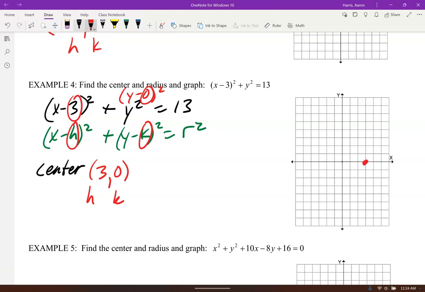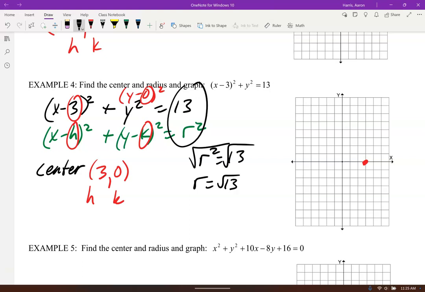And then the radius, r squared, notice the r squared is 13. So the r is the square root of 13. Well, if you remember, the square root of 9 is 3. The square root of 16 is 4. So this is 3 point something, a little bit closer to 4. So go left 3 point something, and down 3 point something, and you can kind of draw that circle there. Okay.